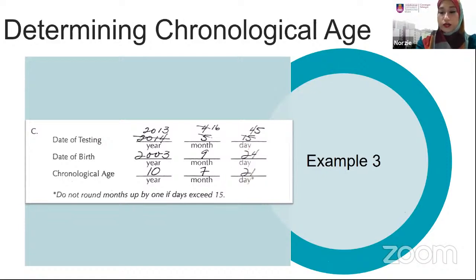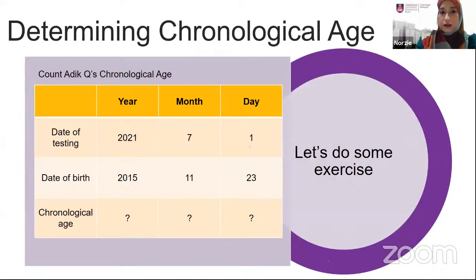Okay, I'm going to give you a little exercise for you to calculate the chronological age of adik Q. So let's go to the next slide. I'm going to give you about 5 minutes. Is that enough? Maybe less than that, because this is quite easy to calculate. So the date of testing is today, 1st July 2021. Adik Q's date of birth is 23rd of November 2015. Let's calculate. What is adik Q's chronological age?